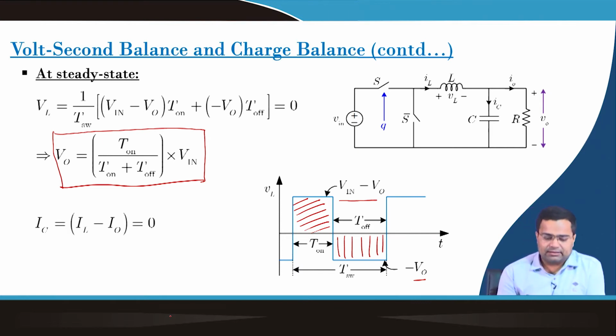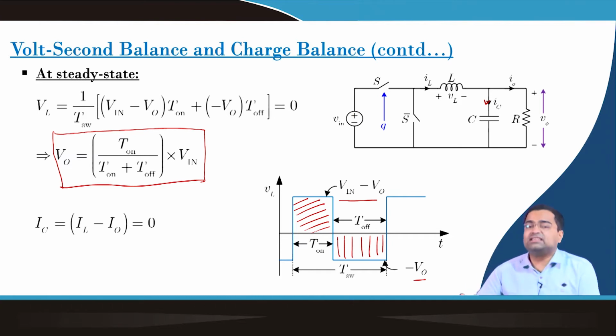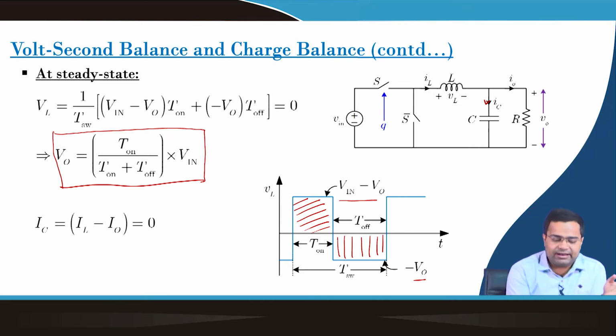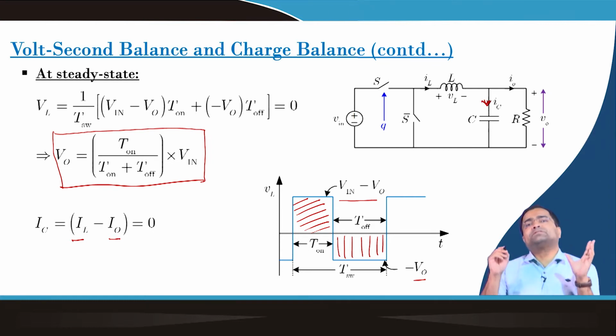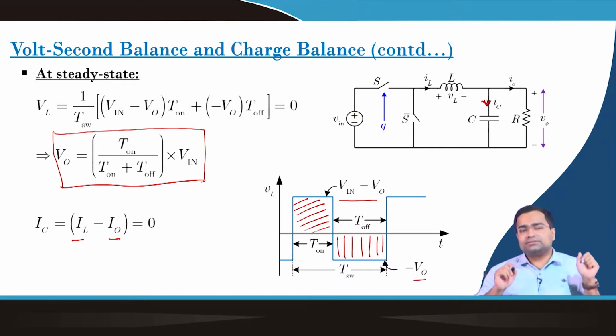Similarly, if we look at the capacitor current, it is always equal to the inductor current minus the load current. So, if you take the average over the periodic cycle, it will become the average of inductor current minus the average of load current. And again, under steady state, the average capacitor current must be 0, because the capacitor current is nothing but dq dt, that means the rate of change of charge in the capacitor.